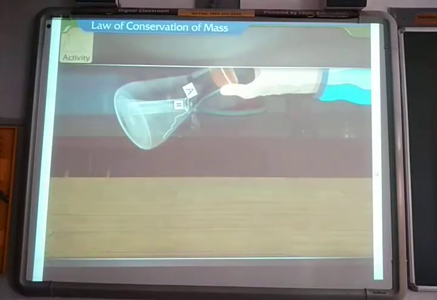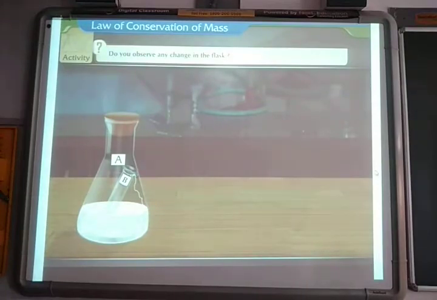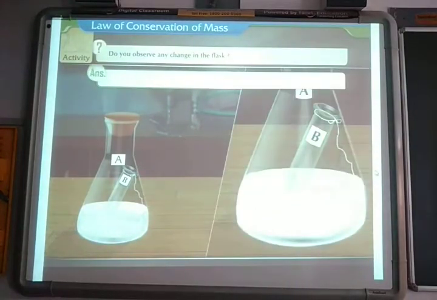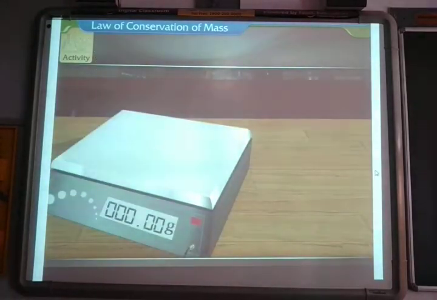Now tilt the flask and allow the contents of the test tube to come in contact with the contents of the flask. Do you observe any change in the flask? Yes. Calcium chloride reacts with sodium sulfate to form a white precipitate of calcium sulfate and a solution of sodium chloride. Now weigh the flask again.